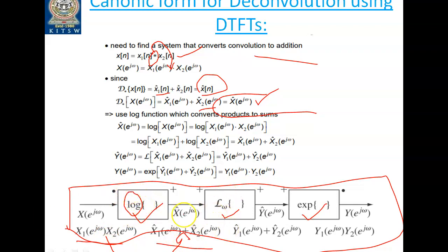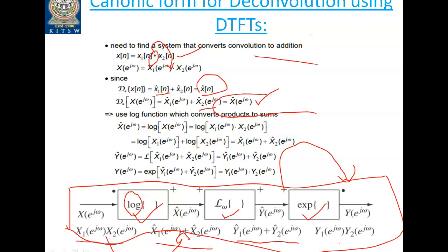This is considered as the input to the linear operator, and there you get y1 cap of e power j omega plus y2 cap of e power j omega. This is the input to the exponential function, and the additive combination is converted back into a product. This is how we look at the canonic form for deconvolution using frequency representations.